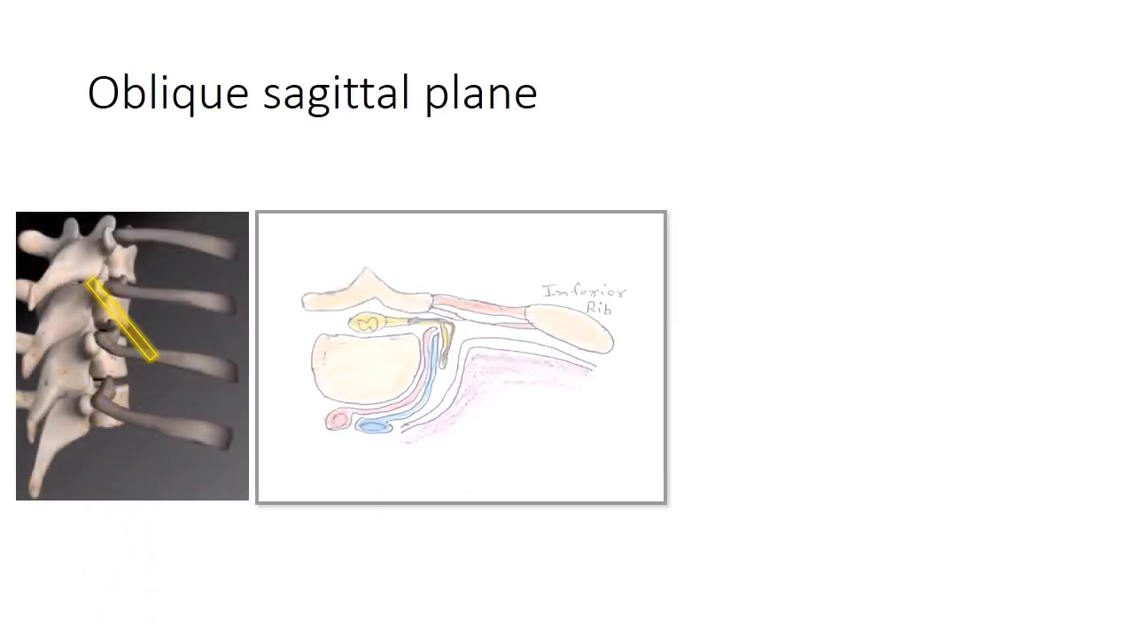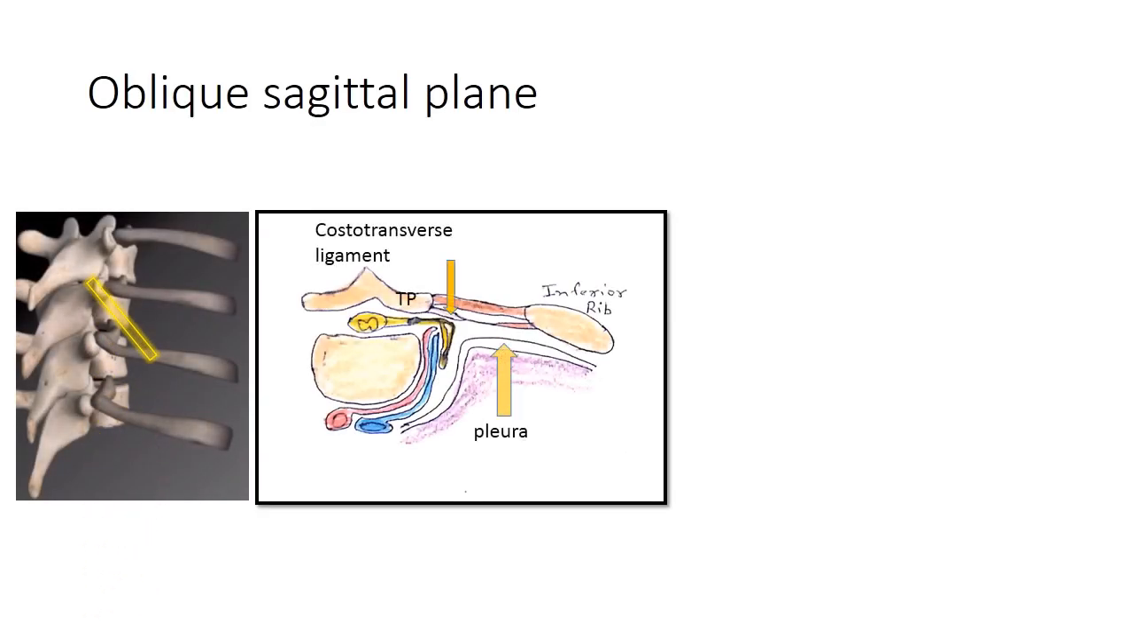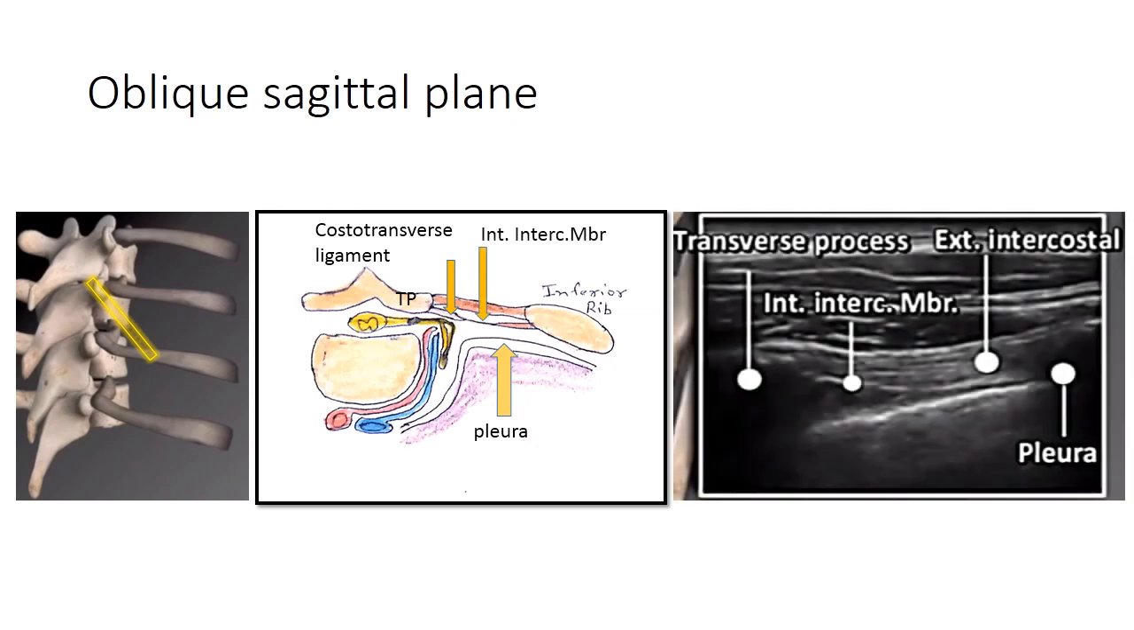Usually oblique rotation of probe at this point makes pleura, internal intercostal membrane and paravertebral space more defined, sharp and widened. Needling from lateral to medial and in-plane approach will be easier with oblique rotation of probe. Let's summarize.